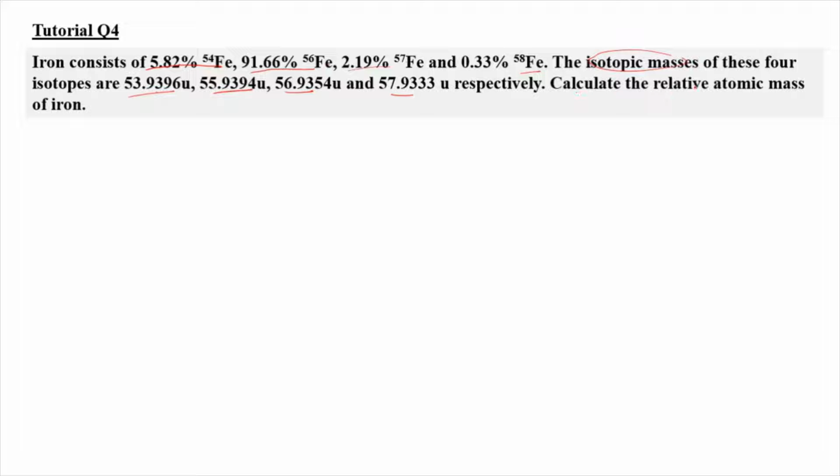So we need to calculate the relative atomic mass of iron. So when we're talking about relative, it's not going to have any unit. So similarly as before, we need to find the average atomic mass of ferrum first. So we're still going to use the sum of abundance times mass divided by the sum of abundance.